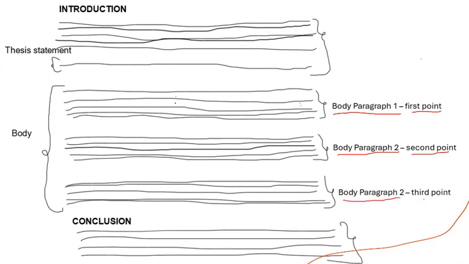The third point should be discussed in body paragraph 3. So this is supposed to be 3. Okay, so you can see that writing in paragraph is a structured affair. Then you have your conclusion. So this, you are concluding on the task that was given.